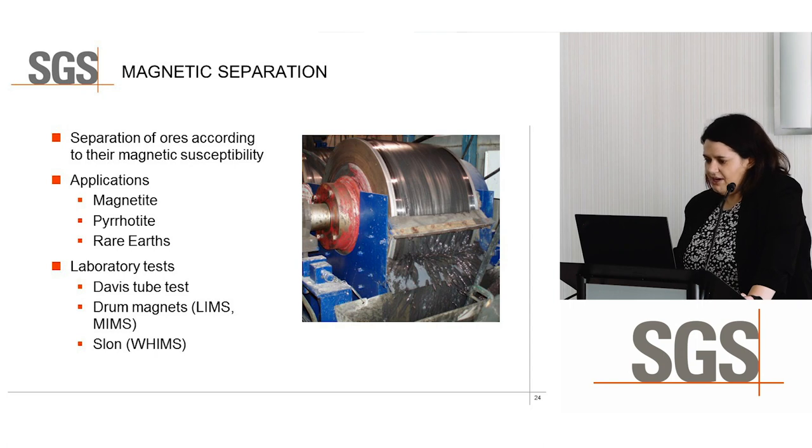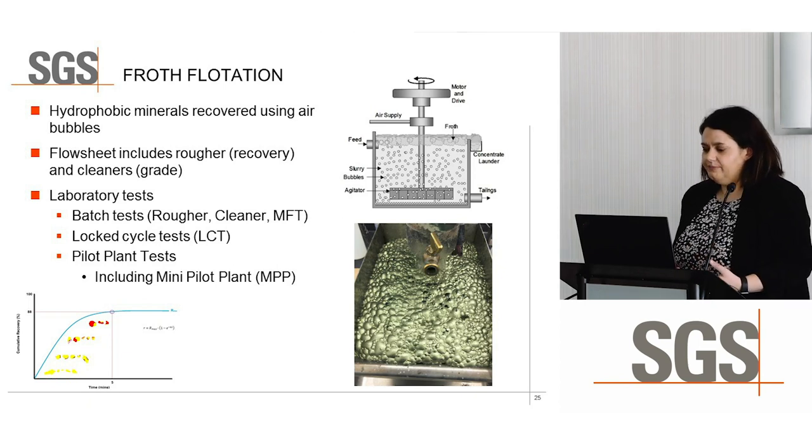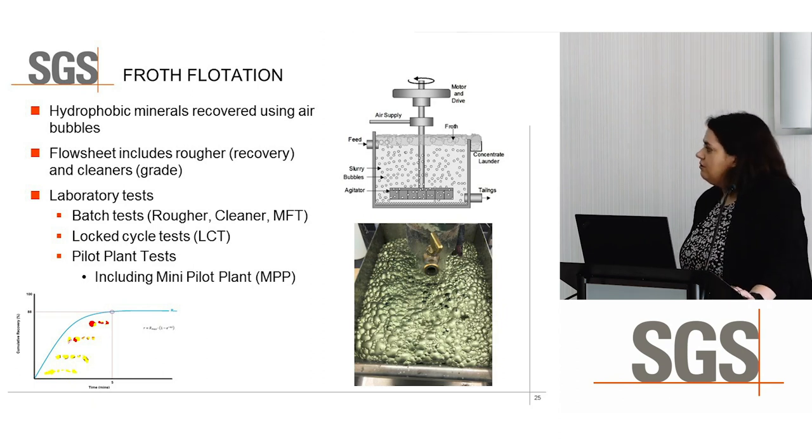If you can't get it by magnetic separation, you can use froth flotation. Basically, you're looking at the hydrophobic minerals that are recovered by air. The flow sheet is generally a rougher, which is the recovery, and then you clean that, which is the cleaner, and that's the grade. In terms of batch tests, you can do rougher and cleaner tests, or the MFT, which is an SGS test. Or you can do lock cycle tests, which generally follow the rougher and cleaner tests. And then you can go on to the pilot plant. We also have a mini pilot plant at SGS.